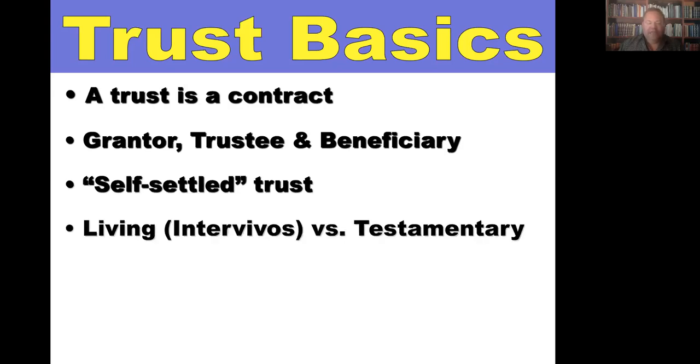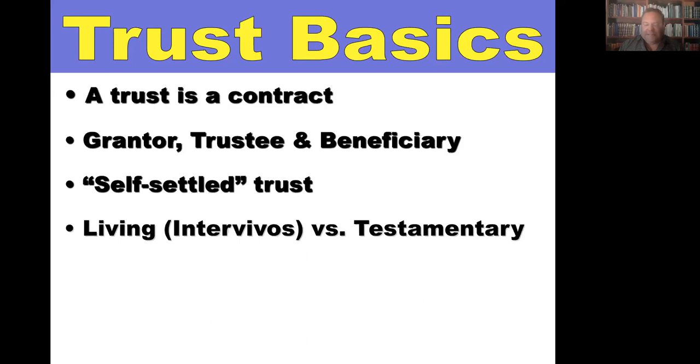There are different categories of trust. There are living trusts, also known in Latin as inter vivos, between the living. So since it's a contract, the contract is between living parties, versus testamentary trusts, which are created upon your death. How would you do that on your death? How would you sign a trust agreement?